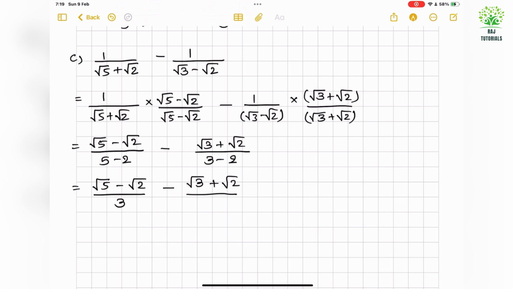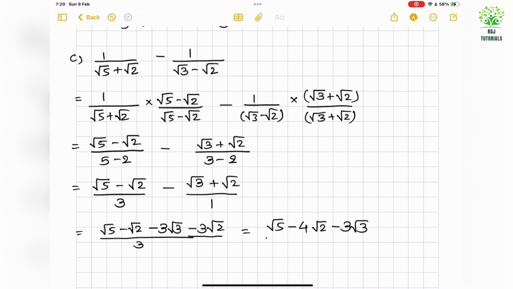upon 1. So now if I rationalize the denominator, or I am making the denominator equal, so it will be root 5 minus root 2 minus 3 root 3 minus 3 root 2. So this will be root 5 minus, see now root 2, 2 times are there. So I can say minus minus plus. So 3 plus 1 will be 4 root 2 minus 3 root 3 upon 3.